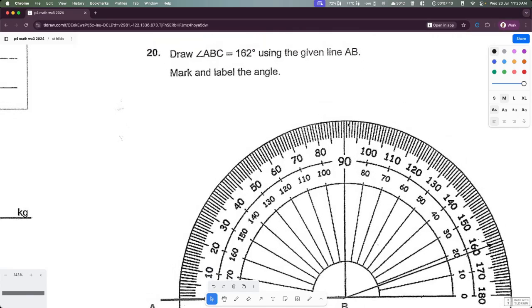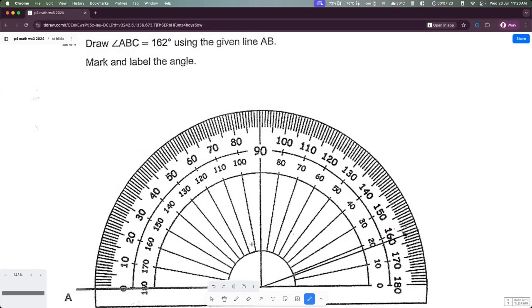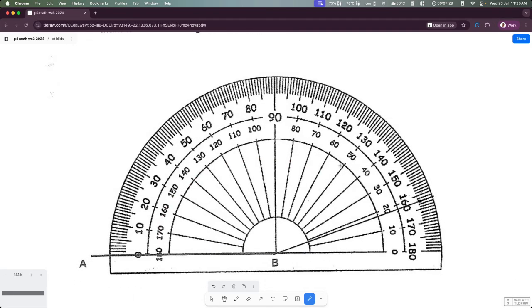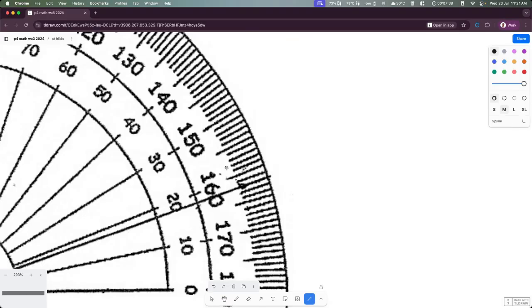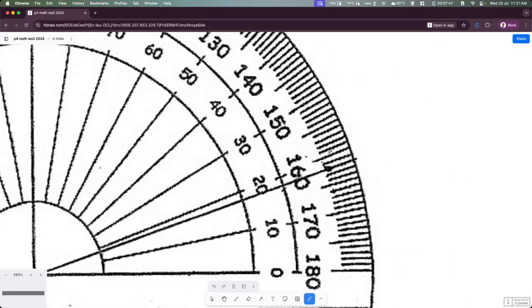Okay, another angle question. So it says here, draw angle ABC 162 degrees using the given line AB. Mark and label the angle. So we have the angle over here, right? And then we have AB over here. So draw ABC using this protractor, 162. I think this is not meant to be drawn, but if you look closely, we can just zoom in. Where is 162? So we see 160 over here. A lot of times, try not to confuse it. So we want to have 160 over here.